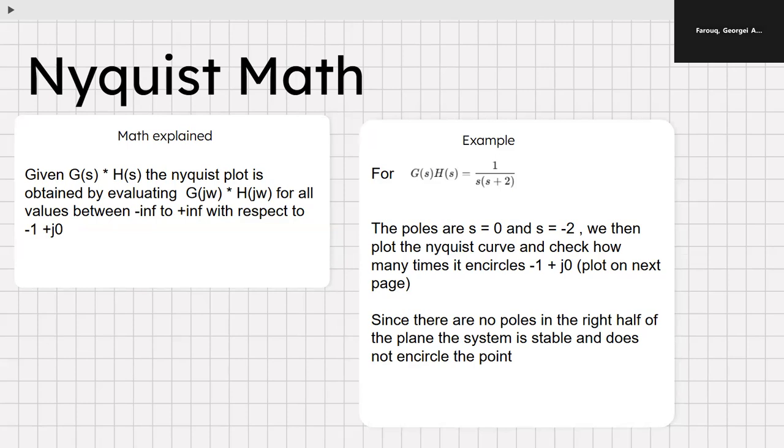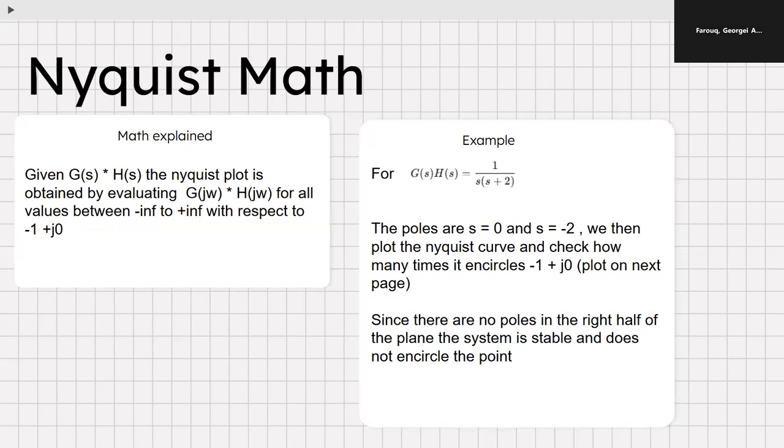So we'll use the example G(s) times H(s) equals 1 over s times (s plus 2). The poles are at 0 and -2. We then plot the Nyquist curve and check how many times it encircles -1 plus j0.